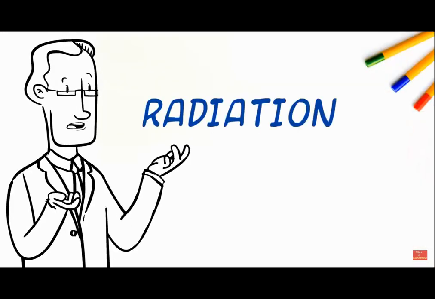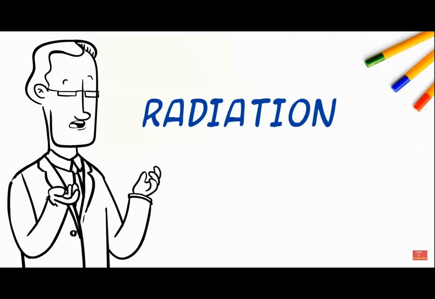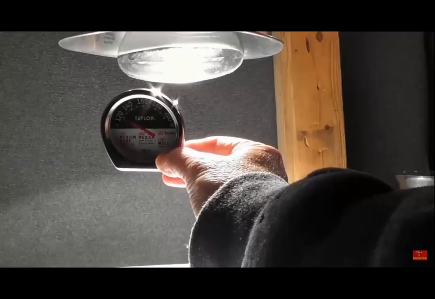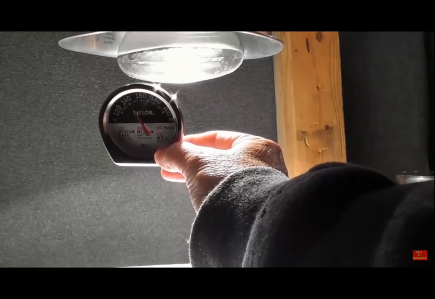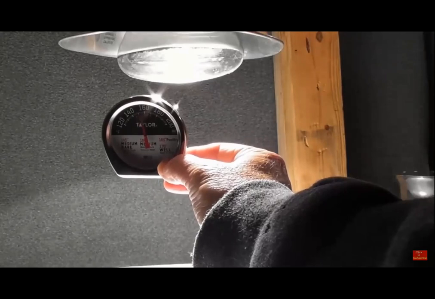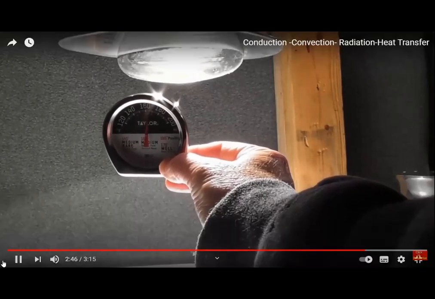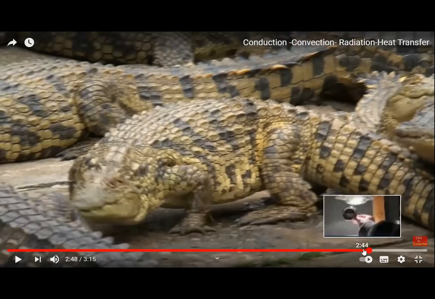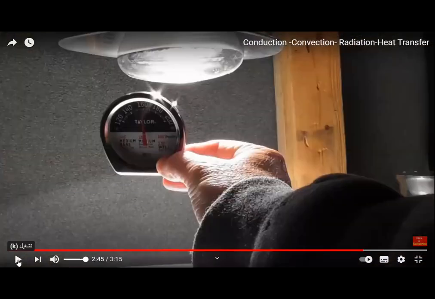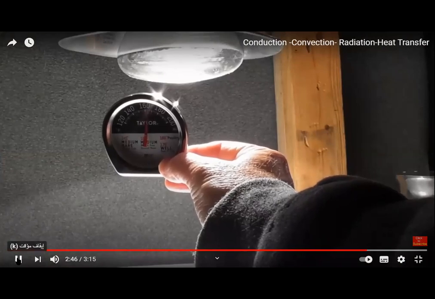Radiation is heat transmitted without any physical contact between objects. Watch how the heat of the lamp is transferred to the thermometer without touching it. Notice that the heat here is transferred to the thermometer by radiation without contact. Notice that the temperature increased. That means it gains heat.